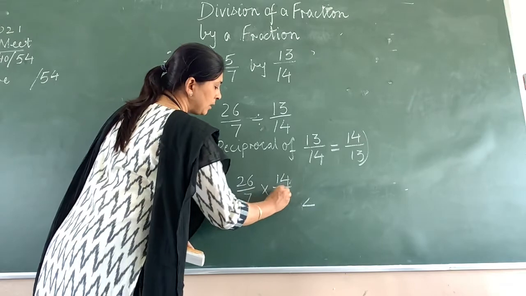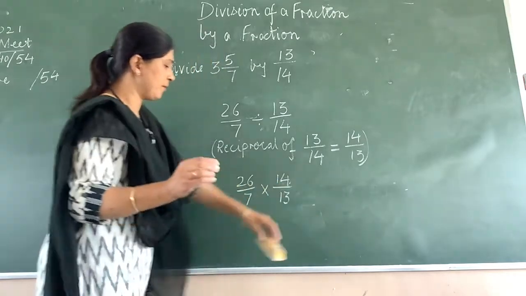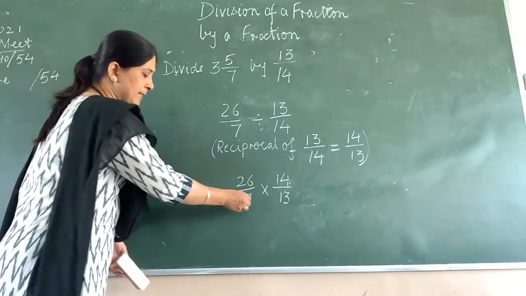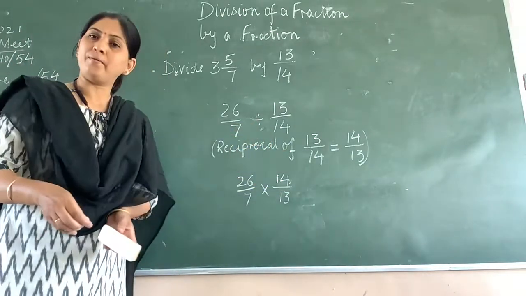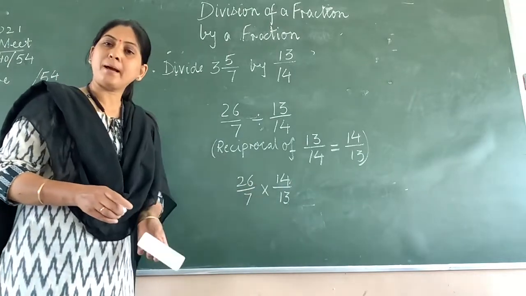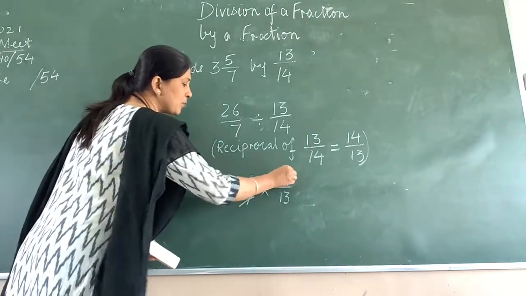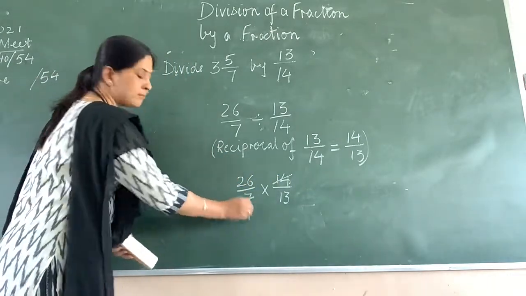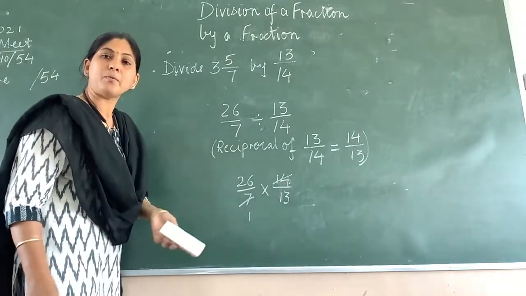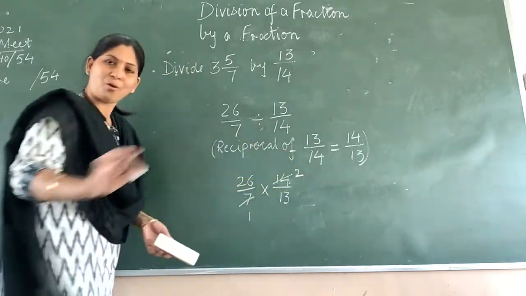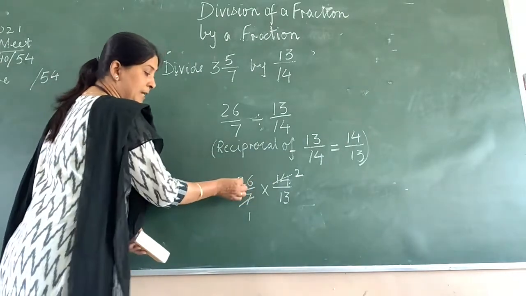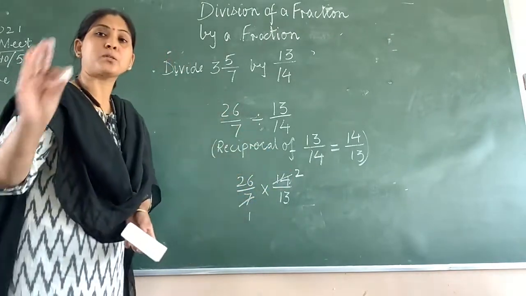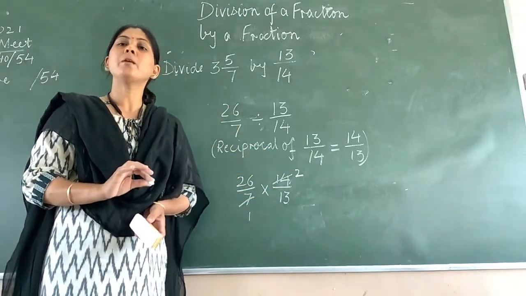So let us multiply our first fraction, which is 26 over 7, by the reciprocal of the second fraction, which is 14 over 13. Now children, if you look carefully, you will see that 7 and 14 have a common factor. Both of them are divisible by 7. So let us reduce 7 and 14. 7 divided by 7 is 1. And 14 divided by 7 is 2. Never reduce the two numerators, and never reduce the two denominators. Only a numerator and a denominator can be reduced.